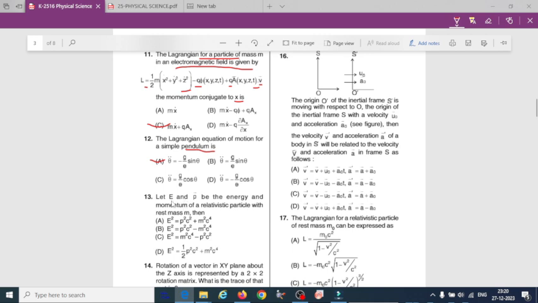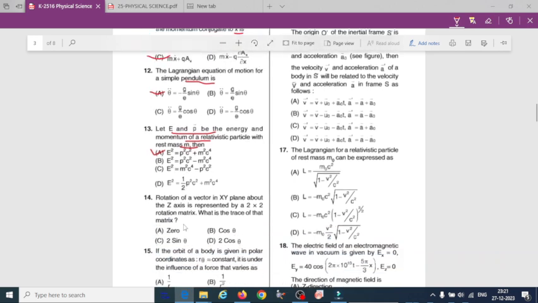So the next one, let E and P be the energy and momentum of a relativistic particle with rest mass m. So as we know, Einstein's mass and energy relation. So for relativistic particle, it is given by option A, E square is equal to P square c square plus m square c to the power 4.